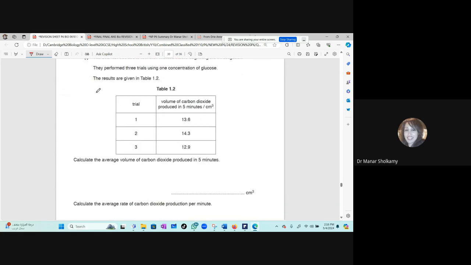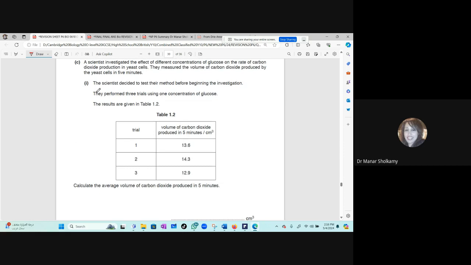Okay. Now, here, the rate of something. Look, memorize this formula. The rate of anything is the dependent variable divided by the time. Whatever you're measuring over the time. Calculate the average volume of carbon dioxide. Now, this is not the rate, but it just reminded me. Calculate the average volume of carbon dioxide produced in 5 minutes.